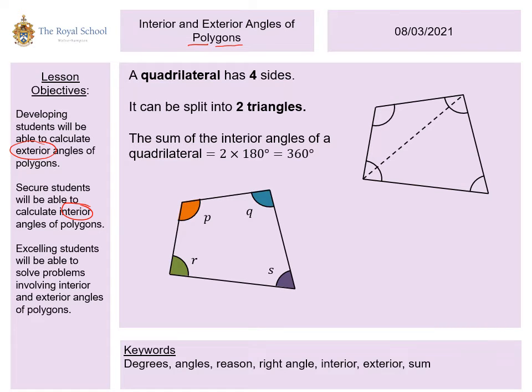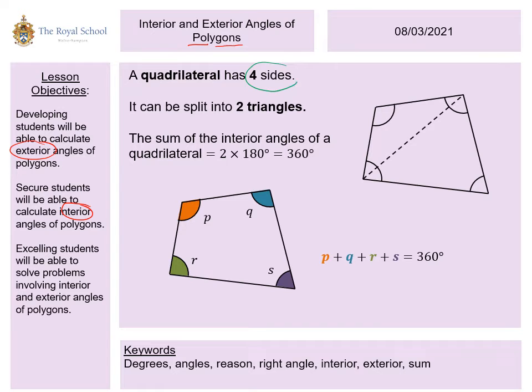So in this four-sided shape, P plus Q plus R plus S, so the orange plus blue plus green plus purple angles all add up to 360 degrees. We can have a look at this in a little bit more depth in a second.